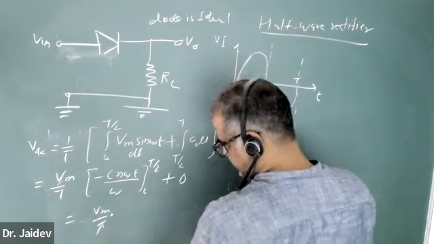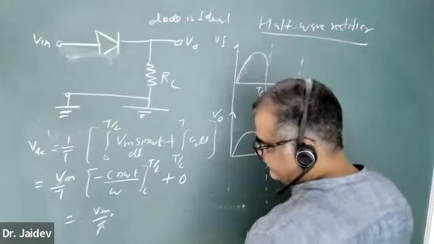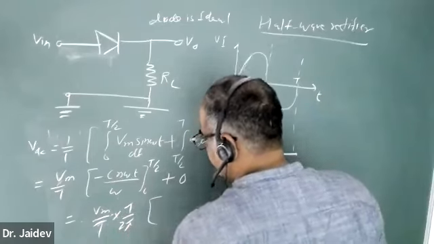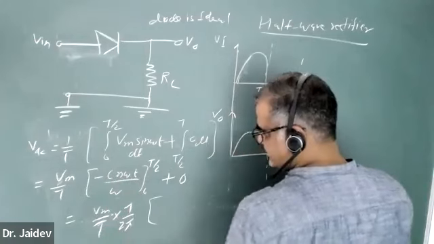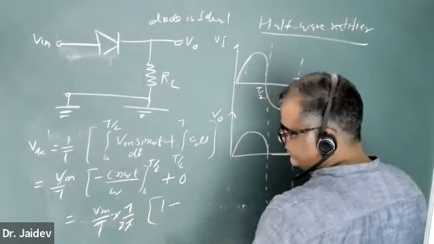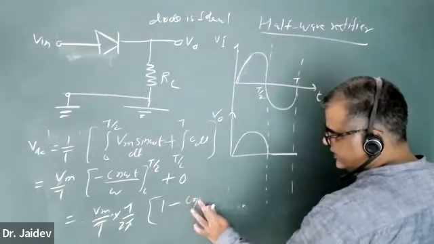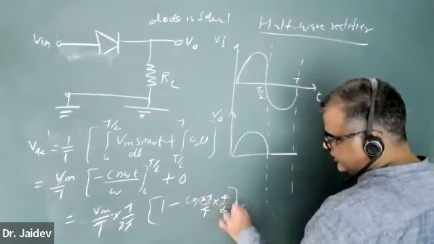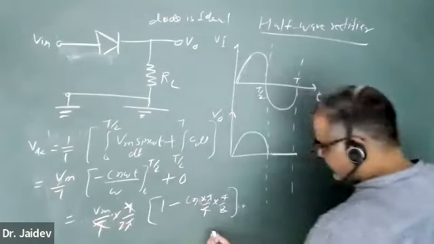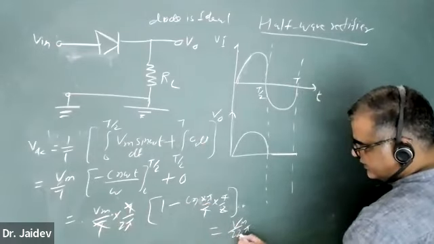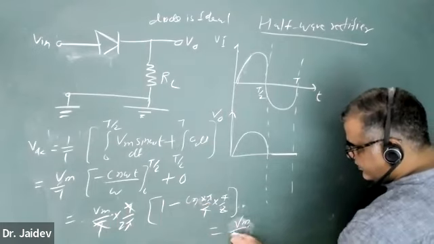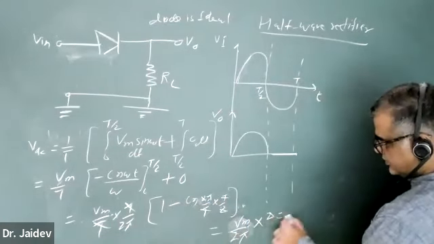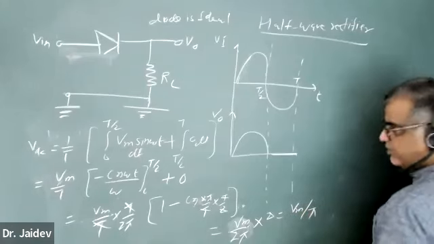So what is omega? Omega is 2π/T, so the T cancels. Here the minus sign is there, so I put the limit 0 first and then the other limit. So this becomes 1 minus cos omega t. Cos omega t is 2π/T into T/2, so T cancels, giving cos pi. So I have Vm upon 2π into 1, and cos pi is minus 1, minus plus, so I have 2. So the DC value for a half rectifier is Vm upon pi.